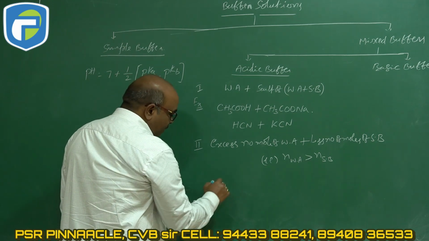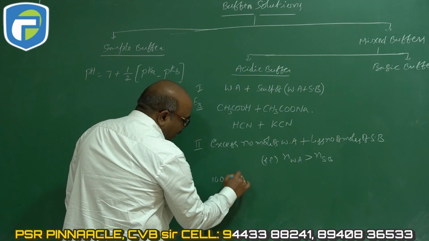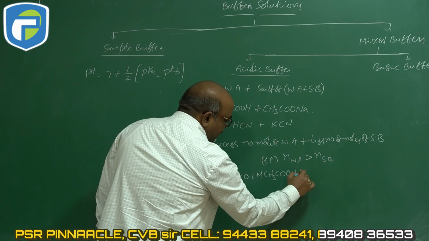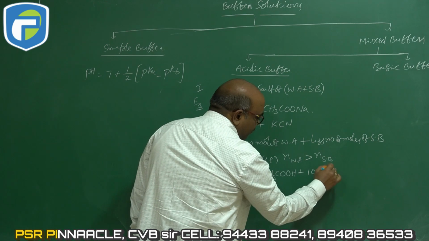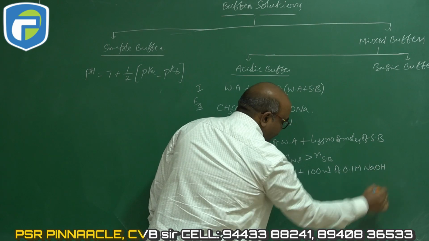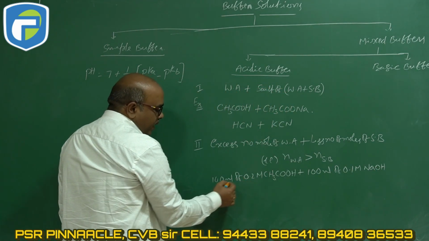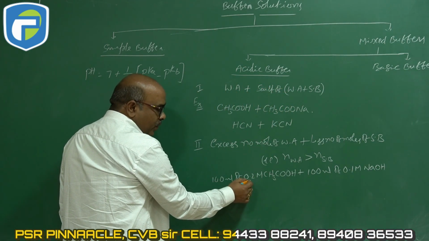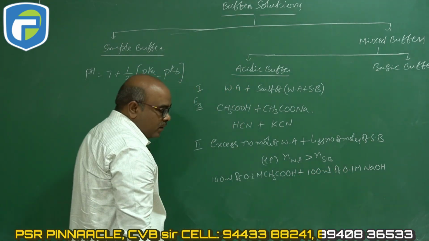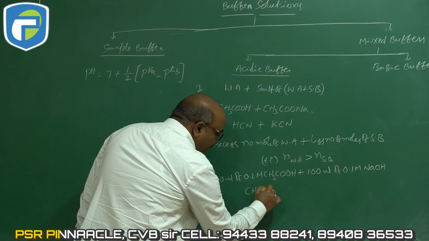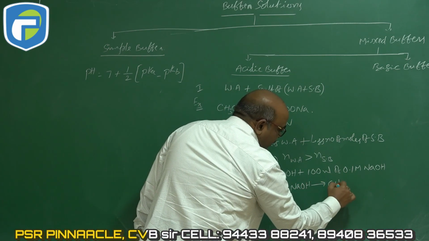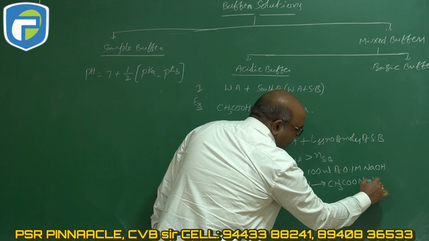For example, 100 ml of 0.2 molar CH3COOH is mixed with 100 ml of 0.1 molar NaOH. Here the number of millimoles of weak acid is 100 into 0.2, that is equal to 20. The number of millimoles of strong base is 100 into 0.1, that is equal to 10. If you mix these two, CH3COOH with NaOH, we get CH3COONa plus H2O.